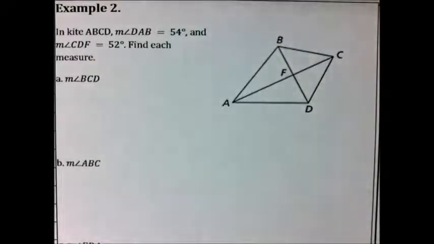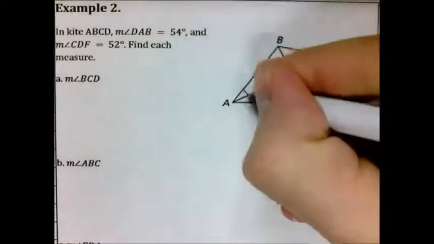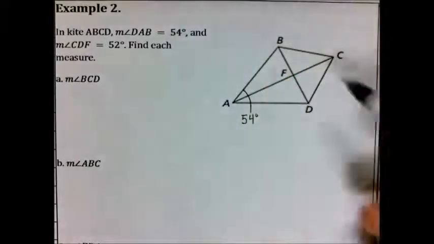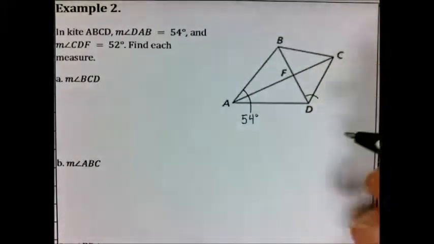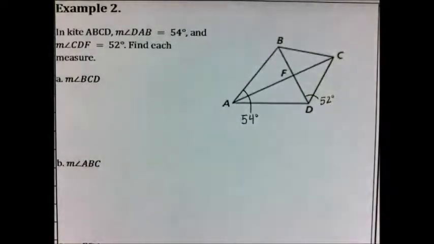Last example here, it says that in kite ABCD, we have the measure of angle DAB. Okay, if we look here, DAB is 54 degrees. And CDF, this little tiny degree right here, is 52 degrees. We need to find the measure of each angle, okay? So before we actually start doing that, let's kind of take a look at what we know.